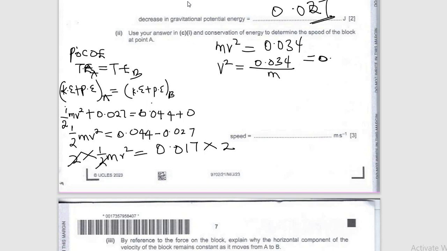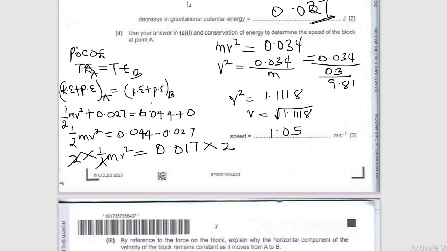Remember that the mass of the block is the weight of the block, which is 0.3, divided by gravity, which is 9.81. So when you do your math, V squared should be equal to 0.034 divided by 0.0306, and we have 1.1118. So V is the square root of 1.1118. Then our V is 1.05. That is the speed at A.